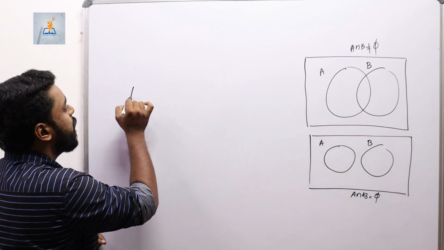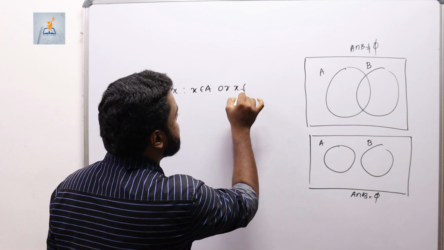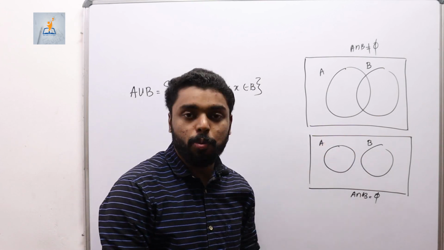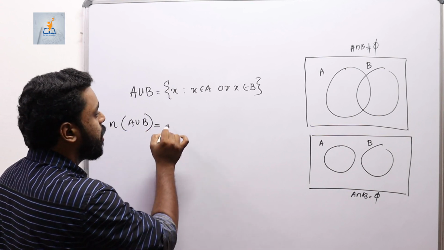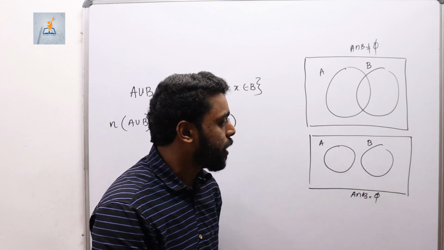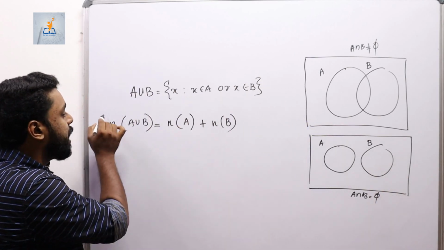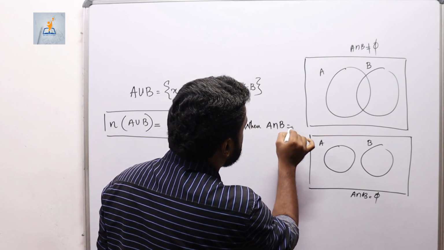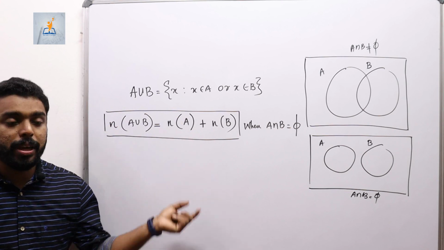Now observe that A union B contains all elements, the set of all x such that x is an element of A or x is an element of B, isn't it? So if the sets are disjoint, which means that there is no common element in both sets, then the number of elements in A union B is nothing but the number of elements in A plus the number of elements in B, because there are no common elements in both. So A union B contains all the elements in A and all the elements in B, which means that the number of elements in A union B is nothing but n of A plus n of B. When? When A intersection B is equal to phi, or when the sets are disjoint. In that case we can say that n of A union B equals n of A plus n of B.